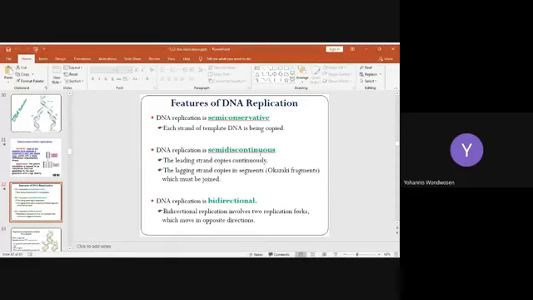The lagging strand is synthesized in fragment form. Those fragments are called Okazaki fragments, and they are named after the first scientist to identify them, Okazaki, the Japanese scientist. And DNA replication is bidirectional, as I told you. That's why leading synthesis goes in one direction and lagging synthesis in the other, opposite direction.